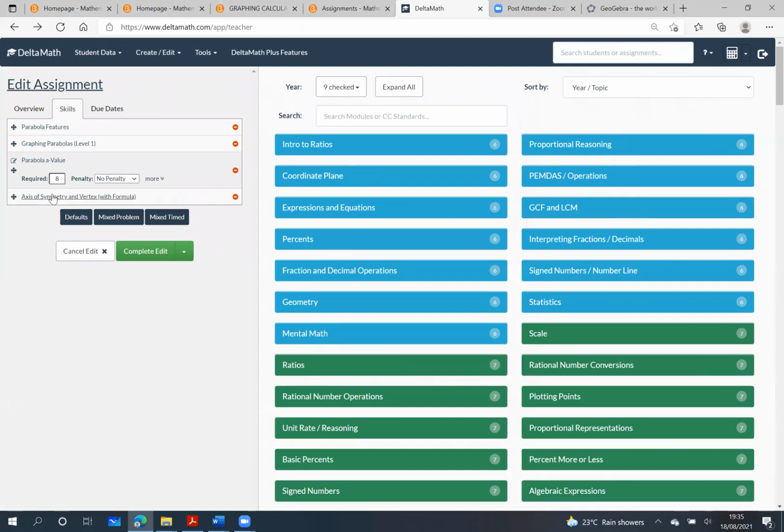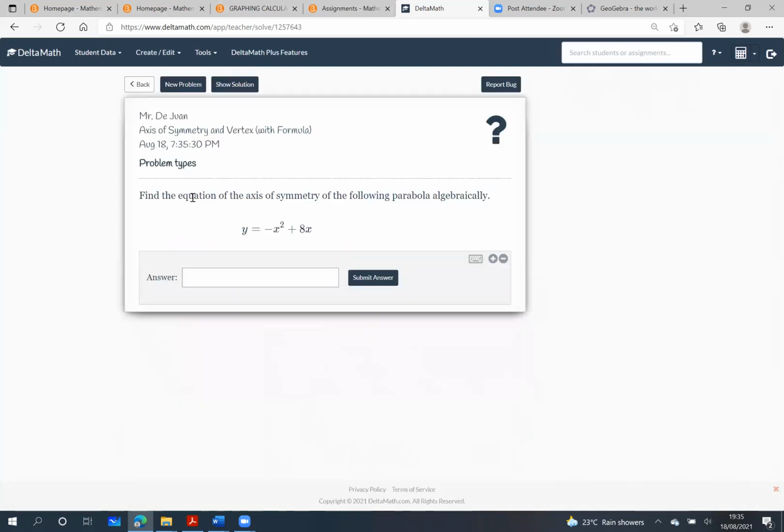But what else do we have? We have axis of symmetry. Find the equation of the axis of symmetry using the following parabola. Now, here is something critical. When it says axis of symmetry, I must write my answer as x equals. What does x equal? Well, use the following equation, just like you did in Ed Puzzle.